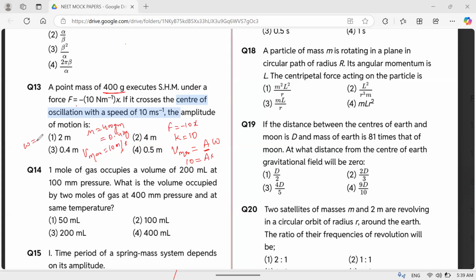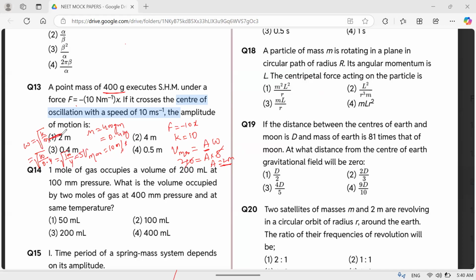I told you, omega is equal to under root of K by M. So it is equal to under root, K value is 10, M value is 0.4. So it will be under root of 100 divided by 4. 100 divided by 4 is 25, so it will be 5. So A value will be equal to 2 meters. Clear? First option will be the answer.